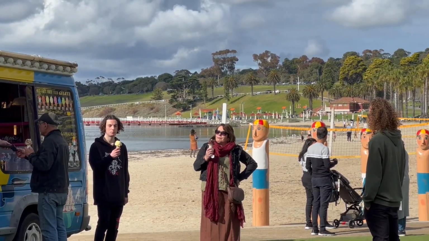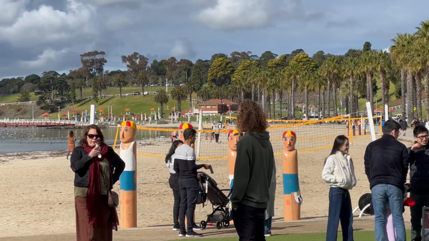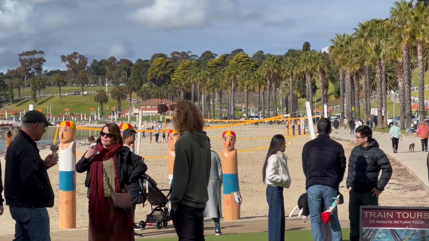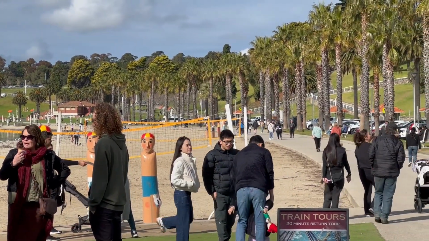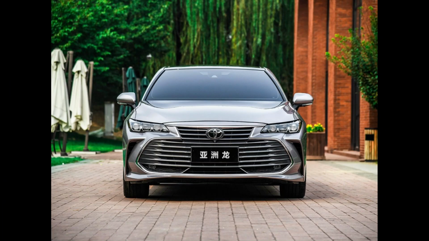Take profit 1 is set at 0.6910, the weekly pivot and the first area where price will pause. Take profit 2 is at 0.6840, just above the S2 support and a level that would represent a full unwinding of the bounce. The risk to reward is about 1 to 1.06 on the first target, and 1 to 2.0 on the second. Once price reaches 0.6945, halfway to TP1, we'll trail the stop to break even to lock in a free trade. The entire swing is invalidated if we see a daily close above 0.7060.